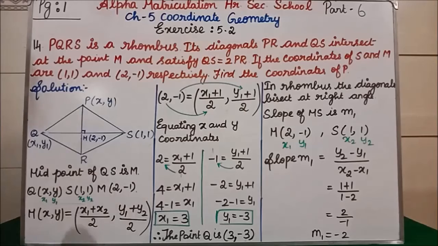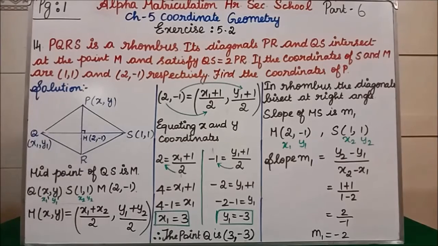So we are applying the midpoint formula. What is the midpoint formula? M of x, y is equal to (x1 plus x2) by 2, (y1 plus y2) by 2. See, I have written x1, y1, x2, y2. Clear? So here we can write the Q value as x1, y1. Here also x1, y1.